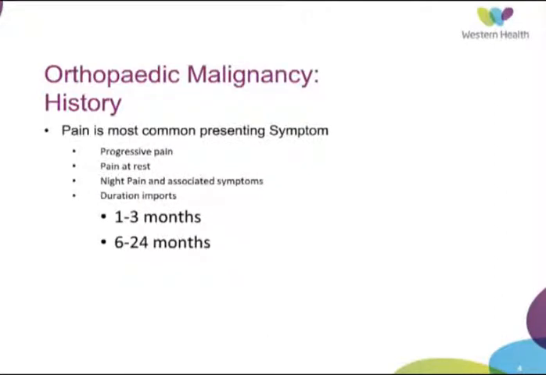Pain at rest is obviously something to be very concerned about. Night pain is a classical feature of orthopedic malignancy. The other associated symptoms are fever, malaise, night sweats, cachexia and anorexia, but those tend to come later when the disease process is more advanced. So really pain seems to be the linchpin for early diagnosis, and just be aware of that in the different age brackets. And like I said, duration is quite important.